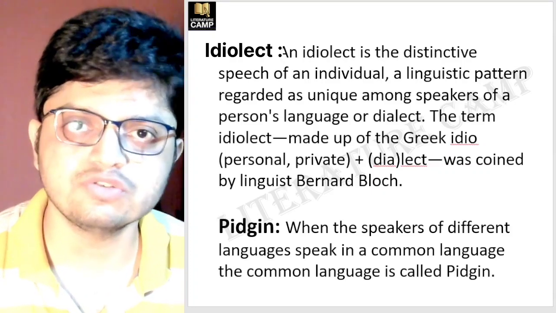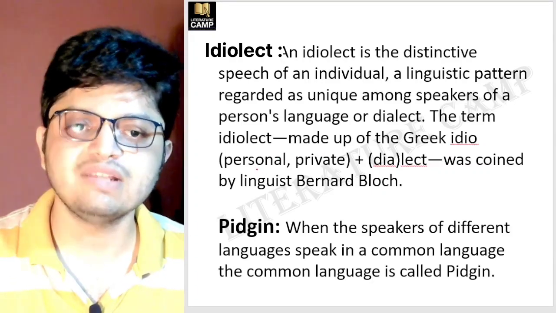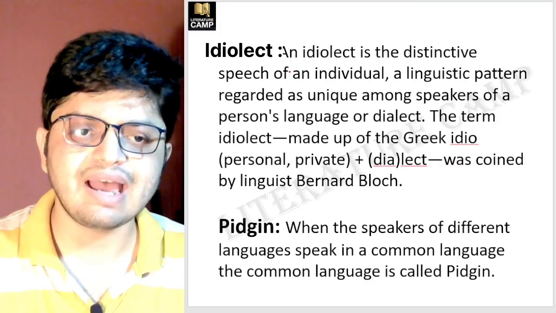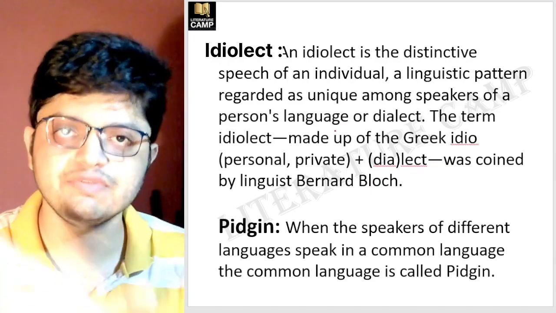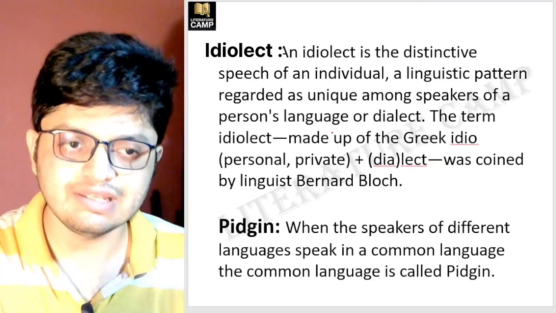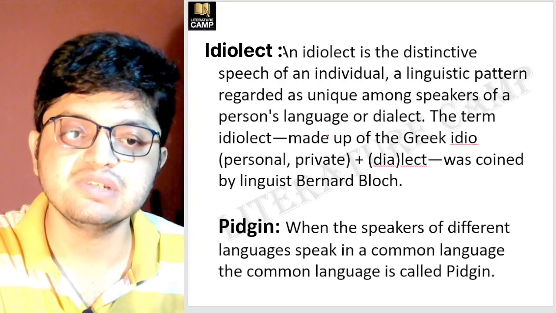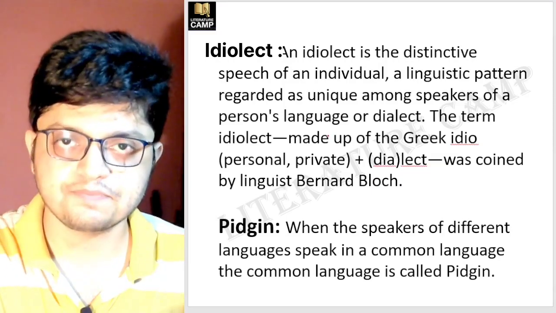I hope you'll make notes of all the points, so be ready with a pen and paper and start making notes. What is idiolect? An idiolect is the distinctive speech of an individual or a linguistic pattern regarded as unique among speakers of a person's language or dialect.